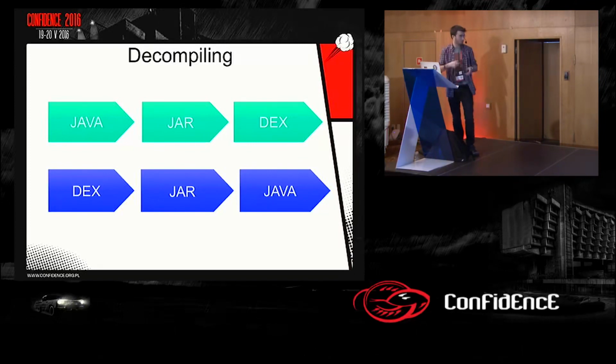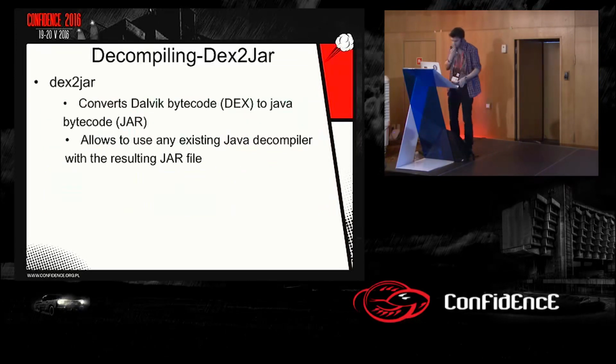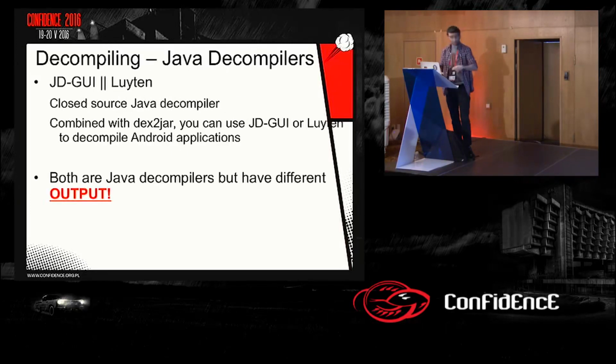So then we need some Java decompiler to get the jar, and then some dex to jar tool to get the jar file, and then some decompiler to get the Java source code for the application. One tool that we can use to go from dex to jar basically converts all the Dalvik bytecode into Java bytecode. With this tool, combined with JD-GUI or Luyten, we can have the full process of decompiling.